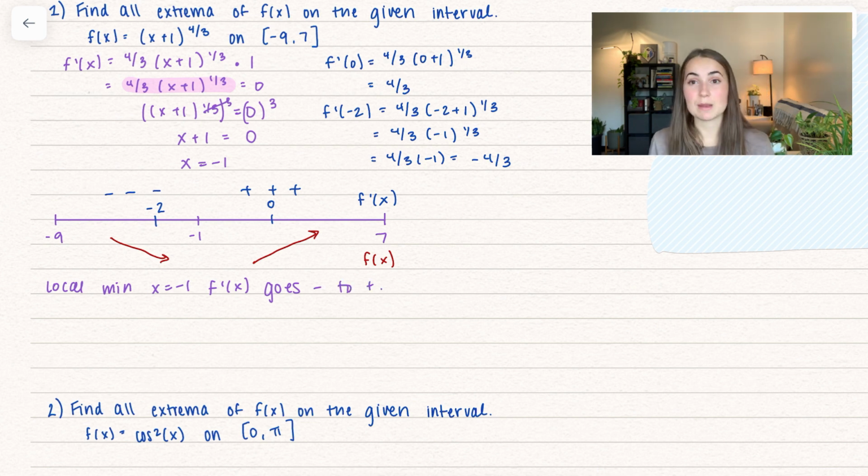And so we have a local minimum, and now we can plug in values to test our absolute extrema. And remember, when we test for absolute extrema, we need to include those endpoints. So let's go ahead and do that.